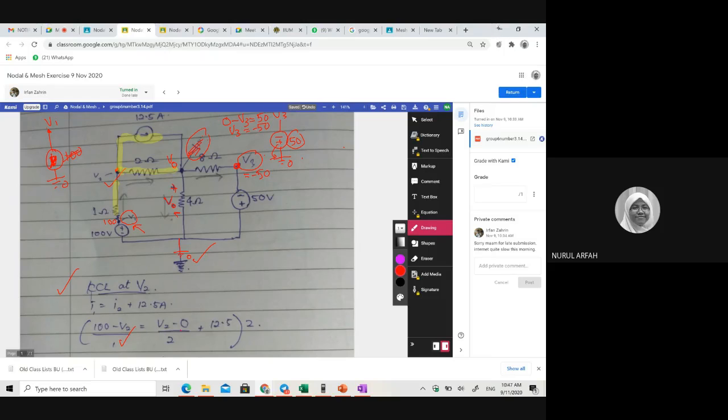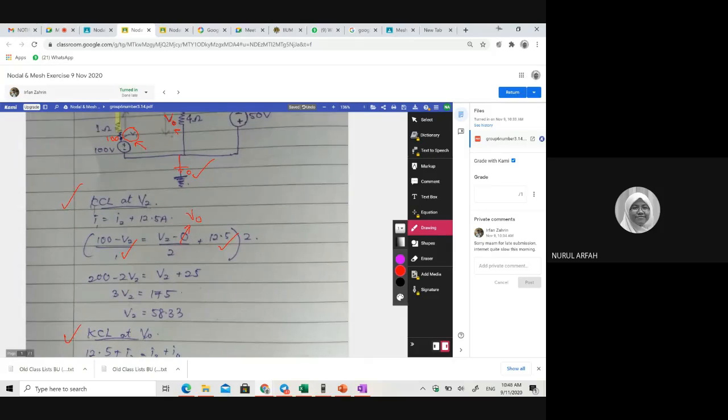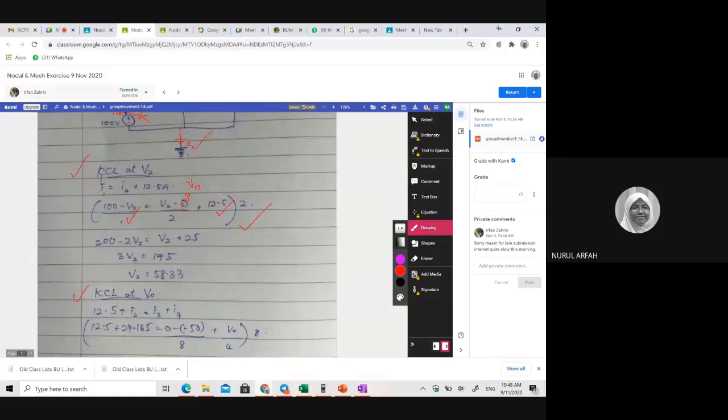Okay, this one should be V node. And then plus, this is leaving. Okay, so this is correct. And then you simplify, you multiply by 2. Okay, not bad. Alright, done. But this part is wrong, because the V node is wrong. Okay, this one I will not check.